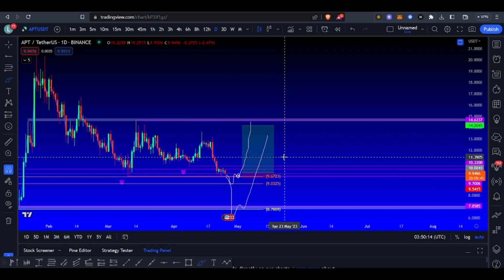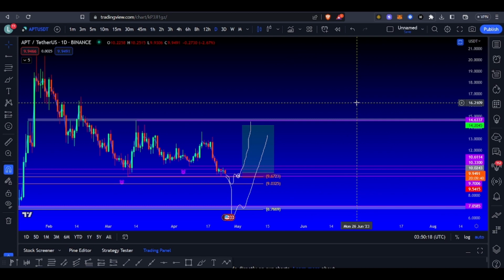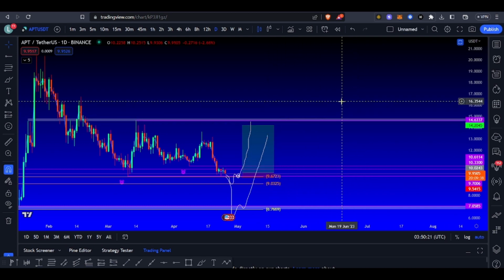So set your stops, be smart, manage your position size. Risk management is key, and safe trading out there. That's it for Aptos.